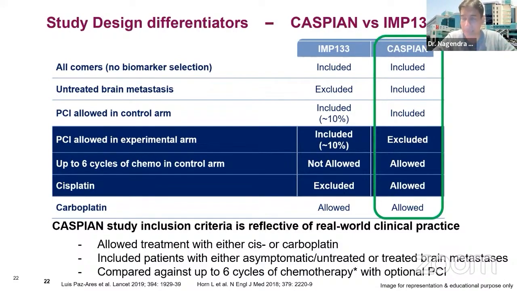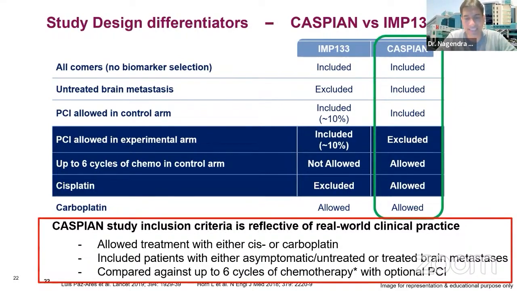Up to 6 cycles of chemotherapy in the control arm was allowed in the CASPIAN trial, but it was not allowed in IMpower133 of the atezolizumab trial, and cisplatin patients were included only in the CASPIAN trial. So those patients in which atezolizumab was used, it was only carboplatin. The flexibility of using platinum was there only with the CASPIAN trial. So the CASPIAN study, by and large, has inclusion criteria which are reflective of real-world clinical practice, allowed treatment with either cisplatin or carboplatin, and included patients with either asymptomatic treated or untreated brain mets, and compared against up to 6 cycles of chemotherapy with an optional PCI in the control arm.